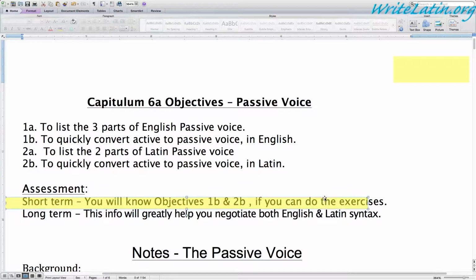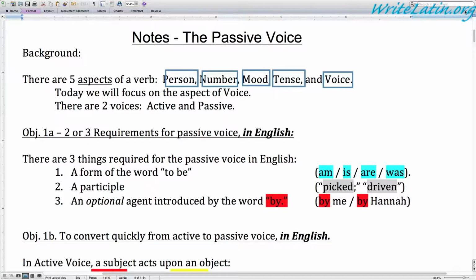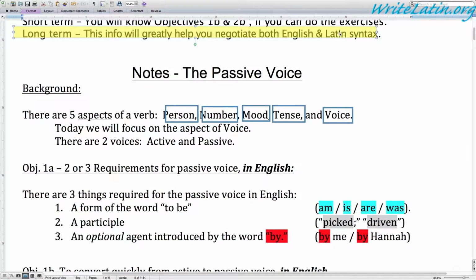Short term, you'll know the B objectives if you can do the exercises. And all of this will help you greatly handle passive voice in both languages. You might want to take notes, especially since many technical terms that you will run into later in your career in Latin will appear here.